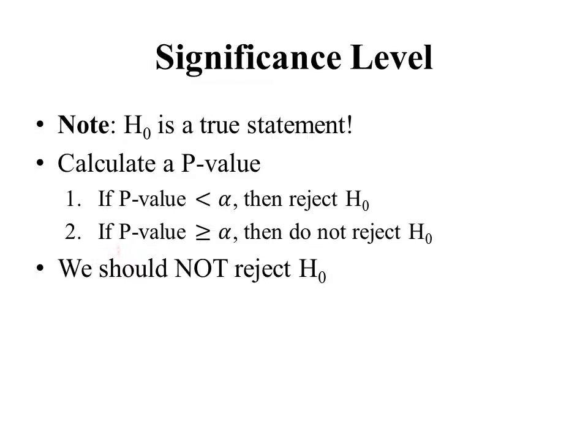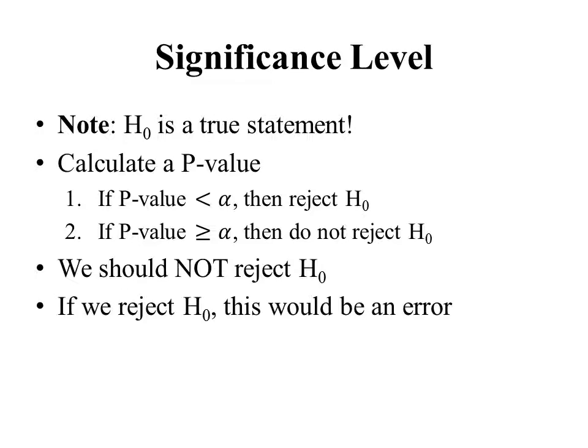That should be the conclusion that we come to. But as we'll see here in a bit, we're not always going to come to that conclusion. If we were to reject the null hypothesis, this conclusion would be an error. This is what we call a type 1 error.